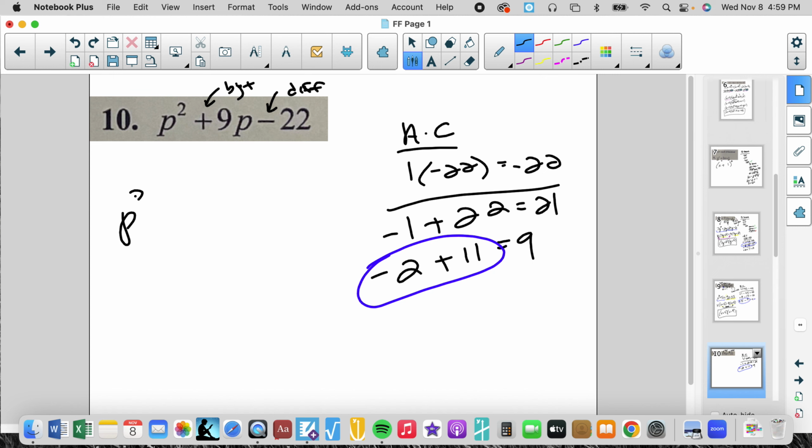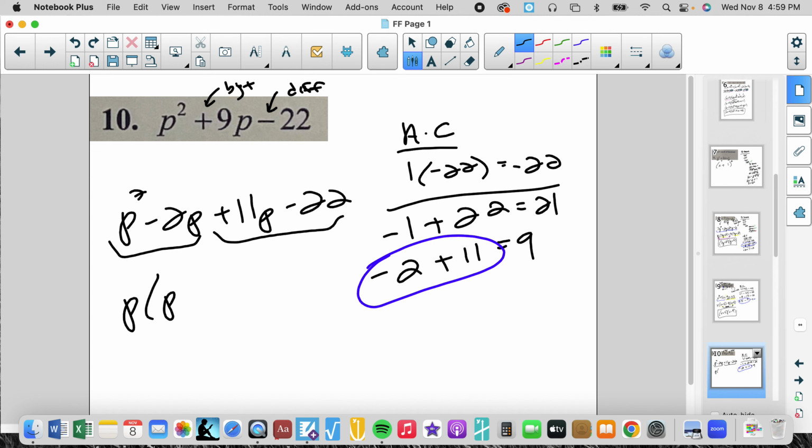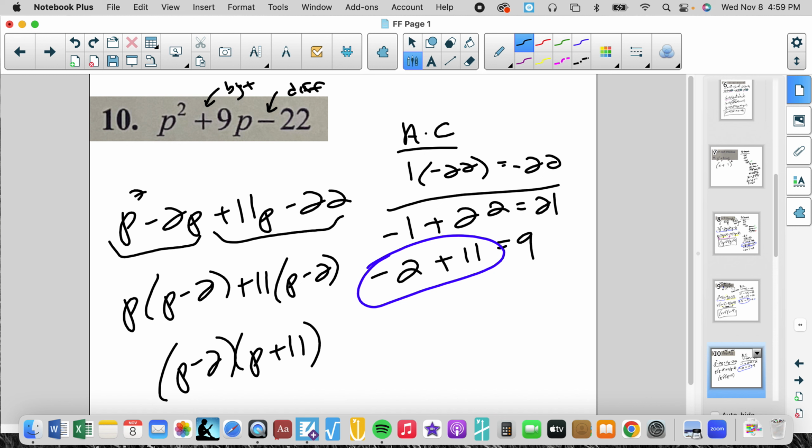So p squared minus 2p plus 11p minus 22. Factor by grouping. We're going to factor out the p minus 2. We're going to factor out the 11, p minus 2. I know I did it correctly, and we can do it that fast. Hopefully you get so good that you can do it at that speed.